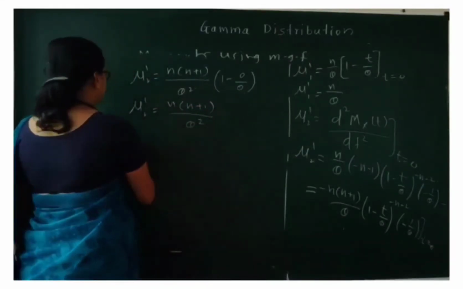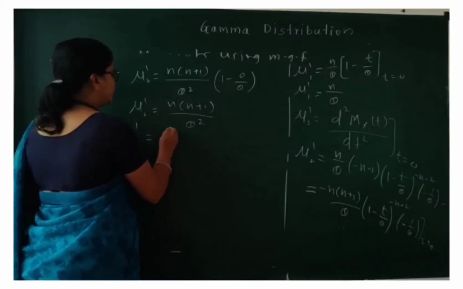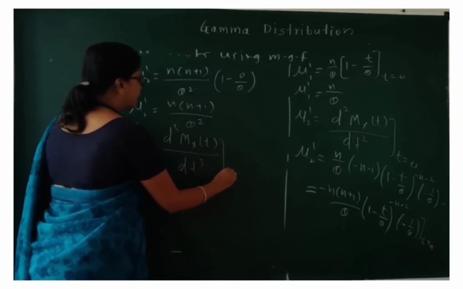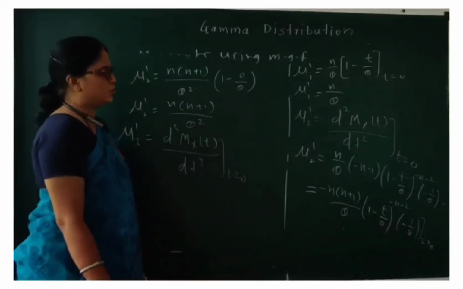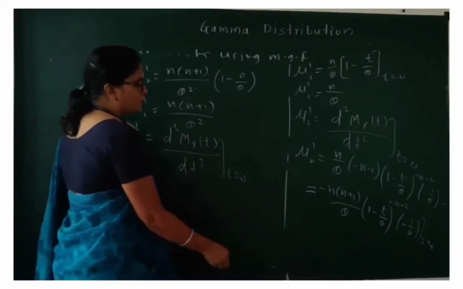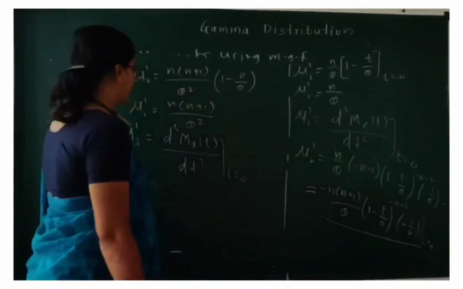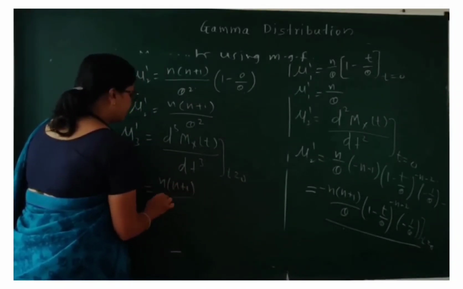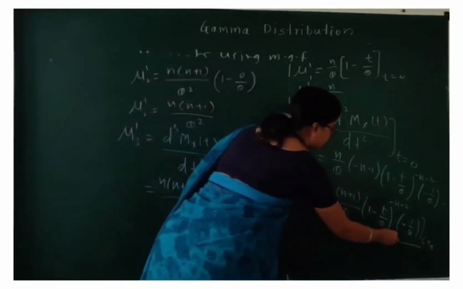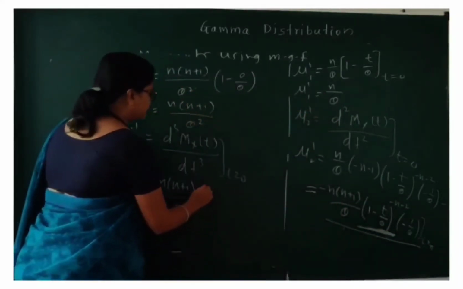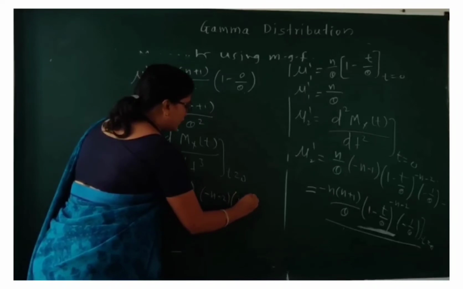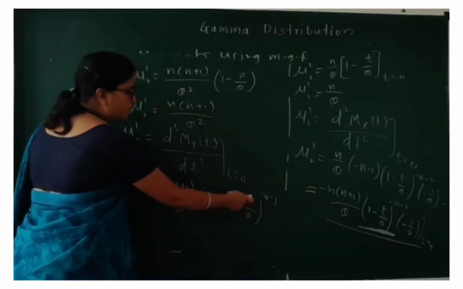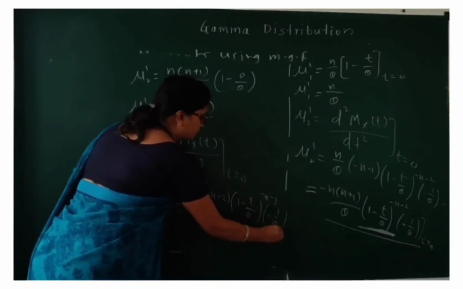Fine. Again, similarly, I can find mu3 dash, and mu3 dash is the third derivative of the MGF, and after having the third derivative, we can put the value of t as 0 over here. So over here we need to take the derivative of this term. Let me simplify the first term. The first term is n plus 1 divided by theta square. Now take the derivative of this. So the derivative of this is minus n minus 2 times (1 minus t by theta) raised to minus n minus 3 into the derivative of minus t by theta, which is minus 1 upon theta.